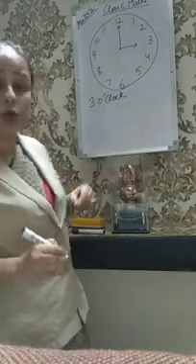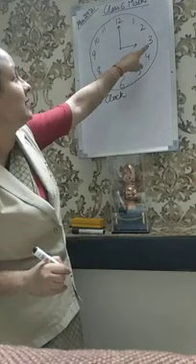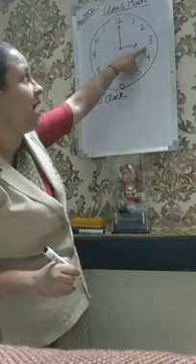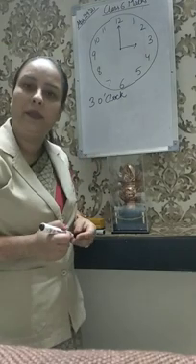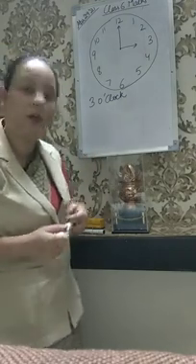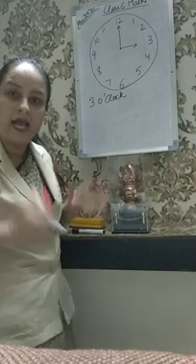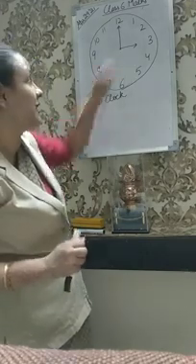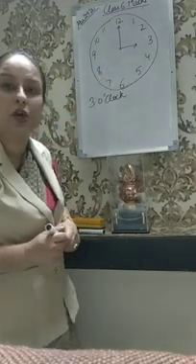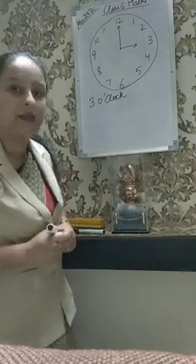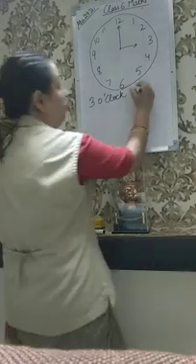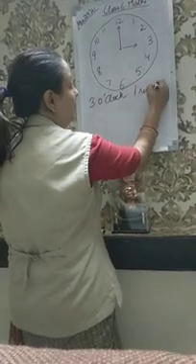So when it is 3 o'clock, my minute hand is at 12 and my hour hand is at 3. Can you tell me what is the angle between the two hands of the clock at this position? At this position, what is the angle between the two hands of the clock? It is one right angle, right? One right angle.